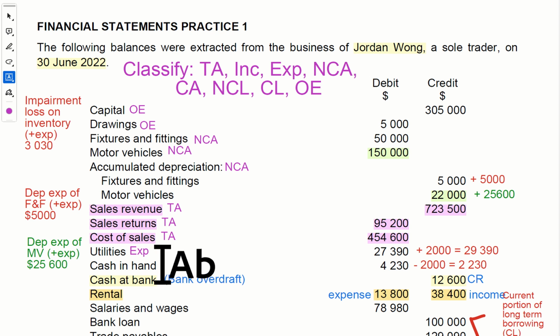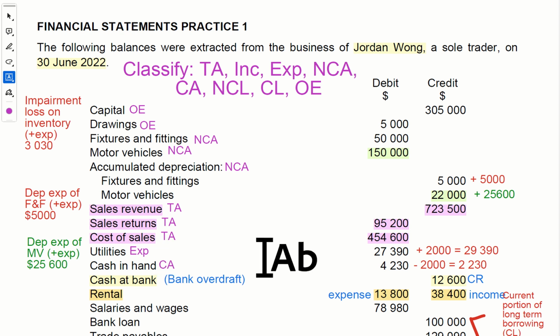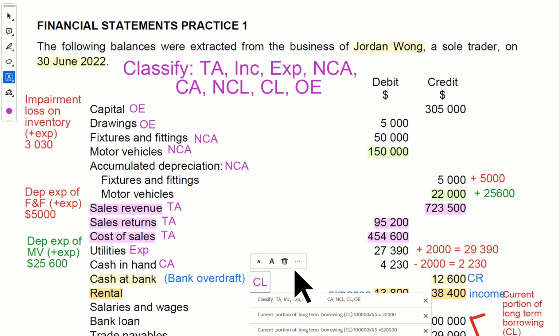Cash in hand is an asset and is a CA, current asset, because you will probably use it up within one financial year. Now, cash at bank usually is a CA, but in this case, it's a credit balance, it's a bank overdraft, so it becomes a current liability now.